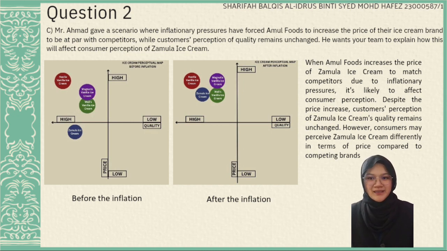Although the price now matches competitors, the perceived quality of Zamula ice cream remains the same in the eyes of their consumers. Now, those who appreciate Zamula taste and quality are likely to continue purchasing it, despite the price increase. They see the quality as consistent and justify the higher price. However, many consumers choose Zamula ice cream for its affordability. These consumers might now reassess their choices, as other brands offer similar prices and may give better value. The price increase could lead to a shift in consumer behavior. While the company may retain loyal customers who prioritize quality, they risk losing price-sensitive customers to competitors.